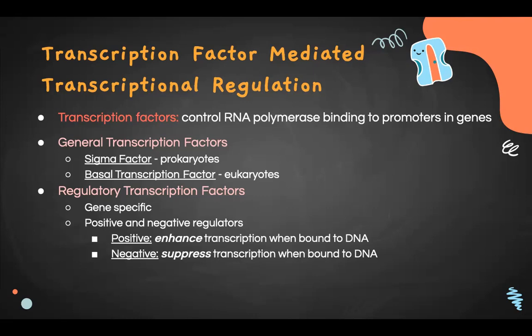But for regulatory transcription factors, you can have positive or negative regulators. If you have a positive regulator, you enhance transcription. That means it's going to help RNA polymerase bind more often, and then you'll have more transcription. Or you can suppress transcription by being a negative regulatory factor, and then it might prevent RNA polymerase from binding, or it might block RNA polymerase from doing what it has to do.